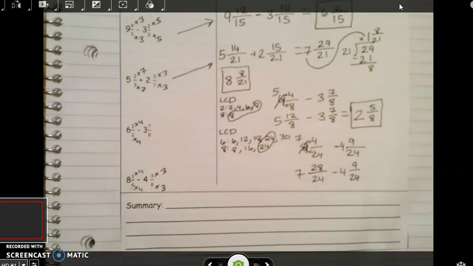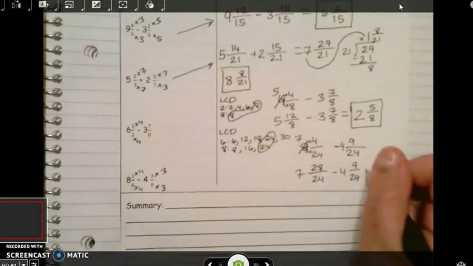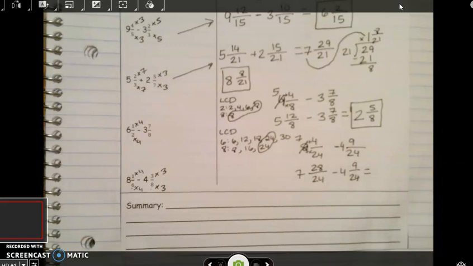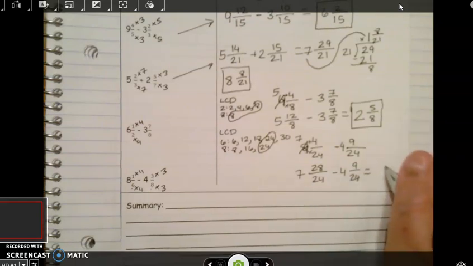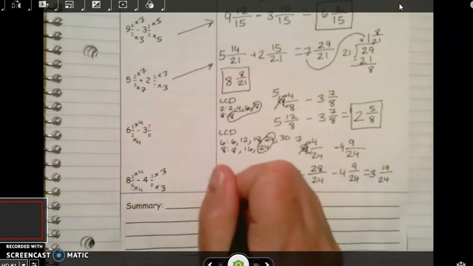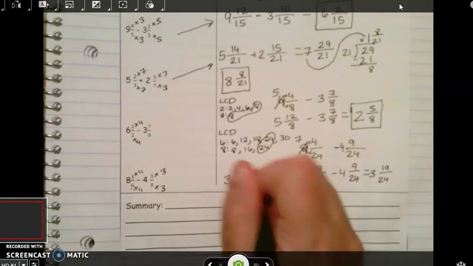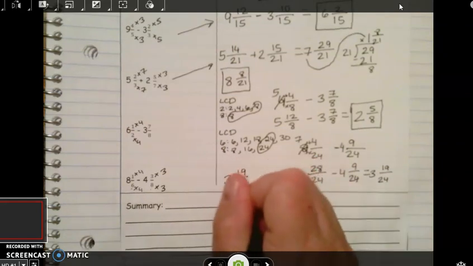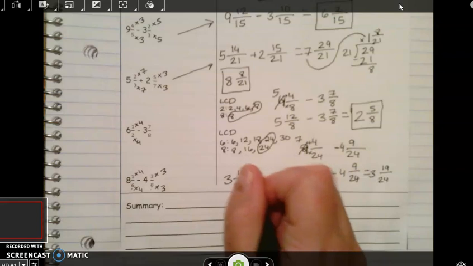Okay. Now I'm going to go to subtract. 28 minus 9. I want you to do that by yourself. What's 28 minus 9? I'm going to give you a second. Hopefully you got 19. Denominator 24 and 3. And I'm rewriting it over here just to make it closer to my answer. This will not simplify because 19 is prime, and it is not a factor of 24.